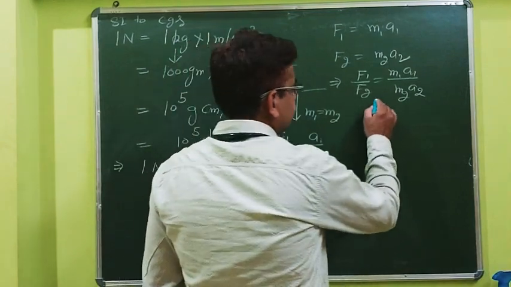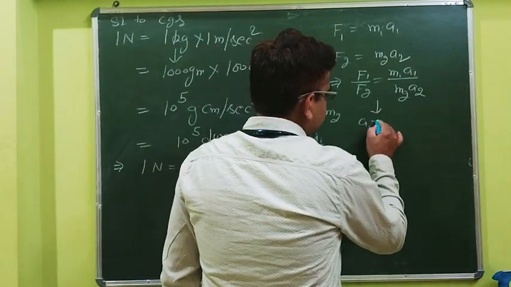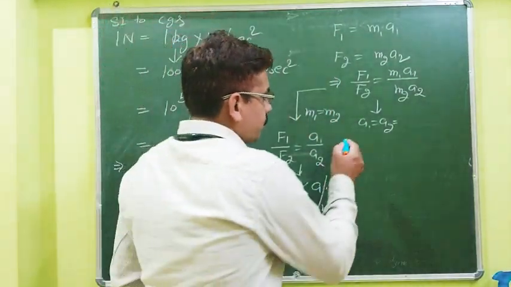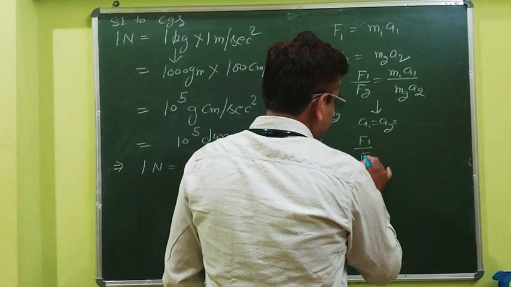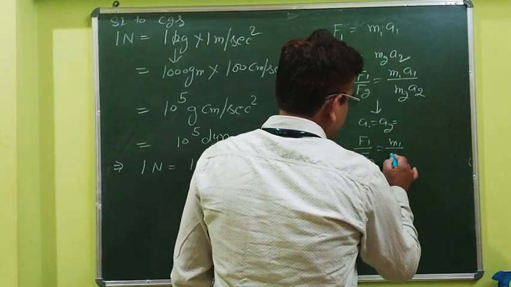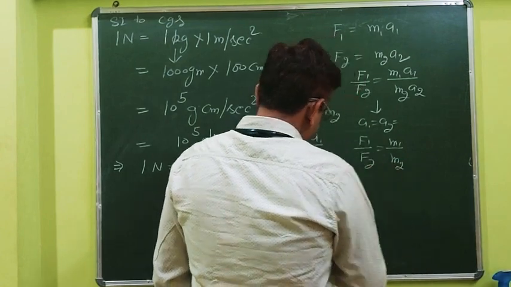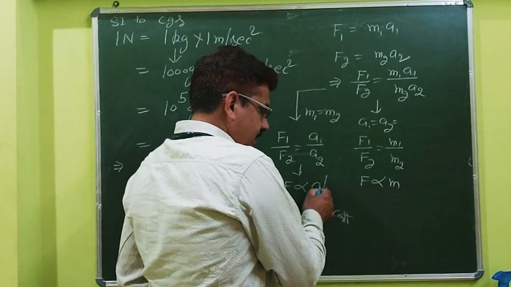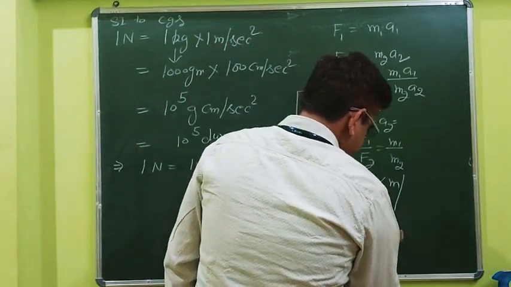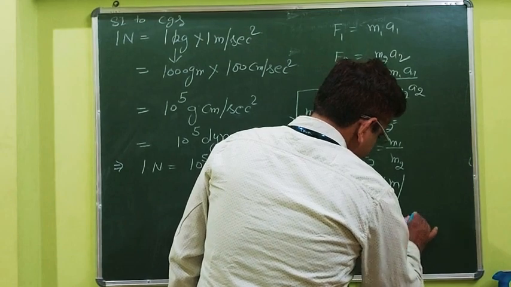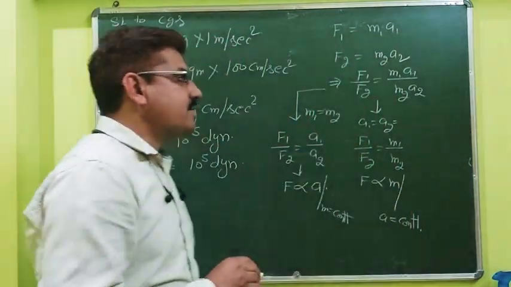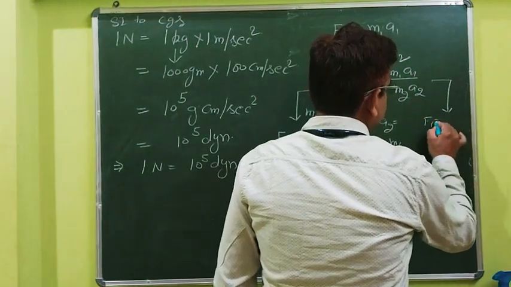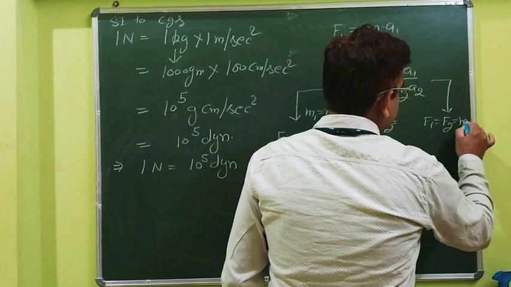Second case, A1 is equal to A2. If in both cases acceleration remains the same, then F1 over F2 is equal to M1 over M2. So again F is directly proportional to M. Similar case, only A is replaced with M, provided A is constant.